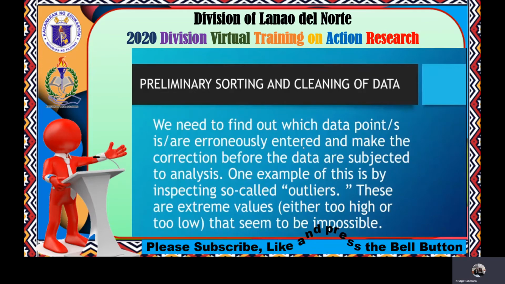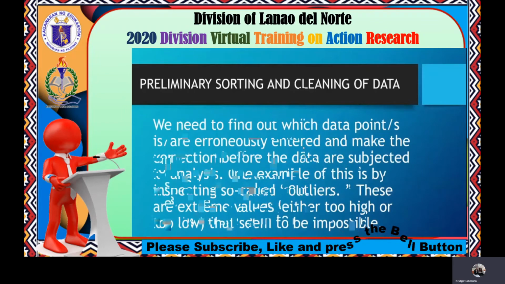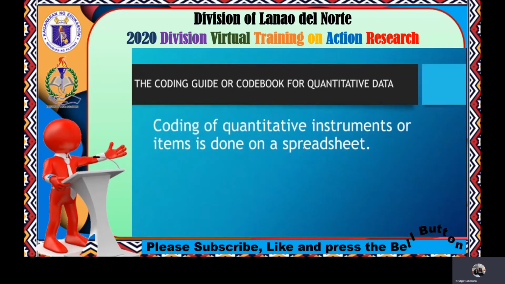Okay, so since we're done now with the encoding, we are also done with the cleaning, we can now move on to coding. Well, coding of quantitative instruments or items is done on a spreadsheet. So you can have a spreadsheet or SPSS if you're familiar with it. So doon po tayo mag-coding.